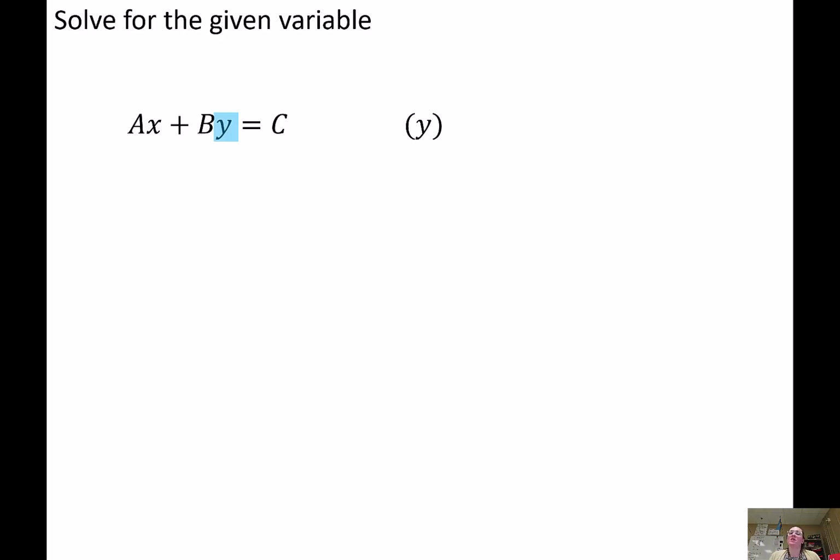So just like when we were solving equations, we're going to move whatever is adding or subtracting, our constant, which is not really a constant in this case. So what is adding or subtracting? We always undo that first, unless we have a special case. So since ax is adding to y, I'm going to subtract ax from both sides. That then leaves me with by equals c minus ax.